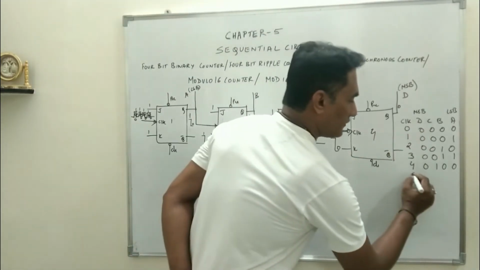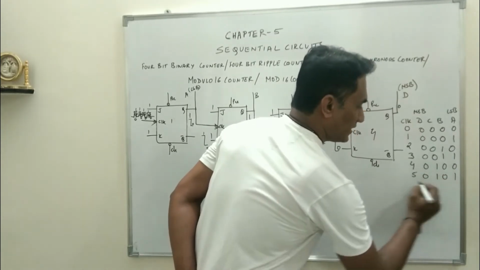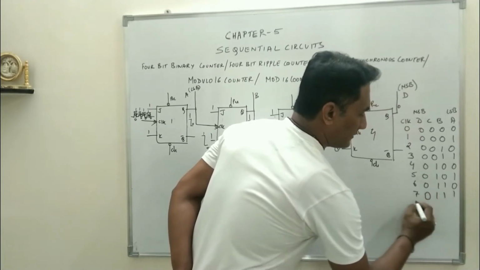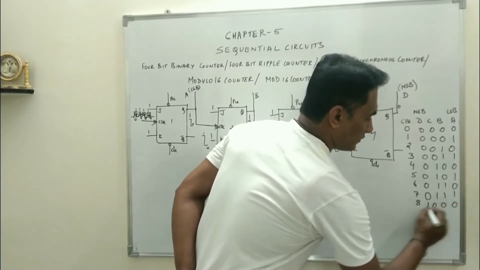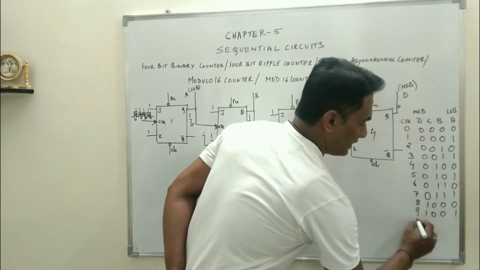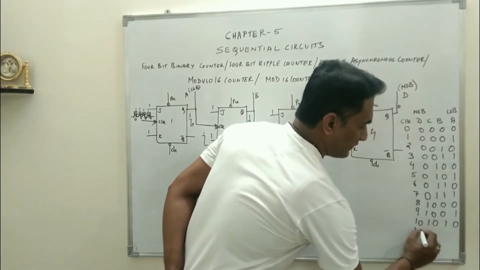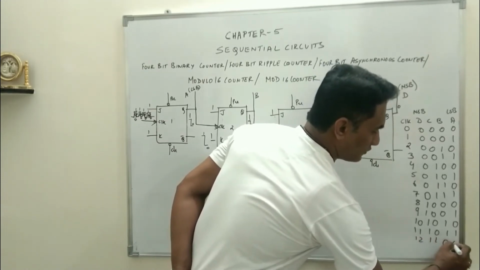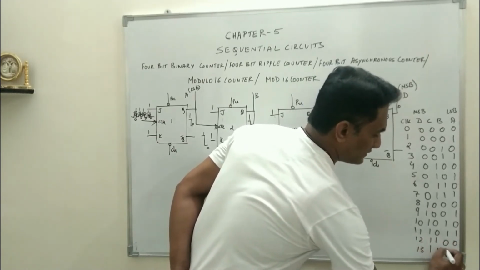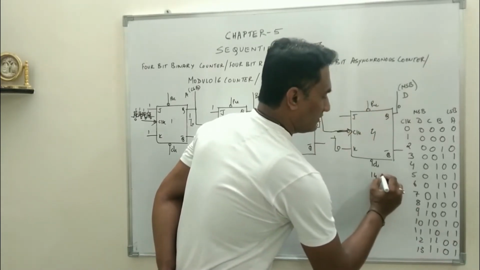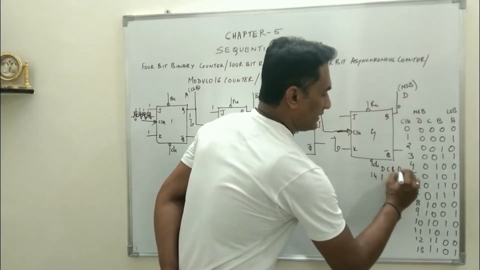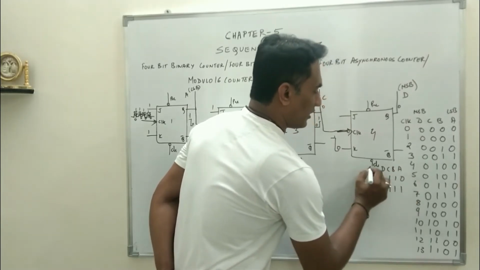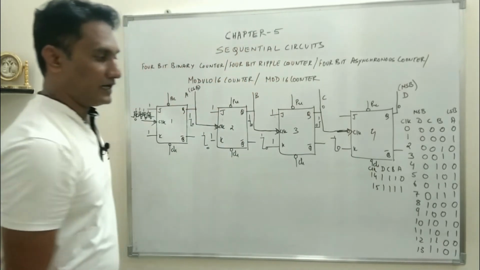So at the end of the fifth clock pulse, it will be 0, 1, 0, 1; 6th, 0, 1, 1, 0; 7th, 0, 1, 1, 1; 8th, 1, 0, 0, 0; 9th, 1, 0, 0, 1; 10th, 1, 0, 1, 0; 11th, 1, 0, 1, 1; 12th, 1, 1, 0, 0; 13th, 1, 1, 0, 1; 14th, 1, 1, 1, 0, and at the end of the 15th clock pulse, the state will be 1, 1, 1, 1.